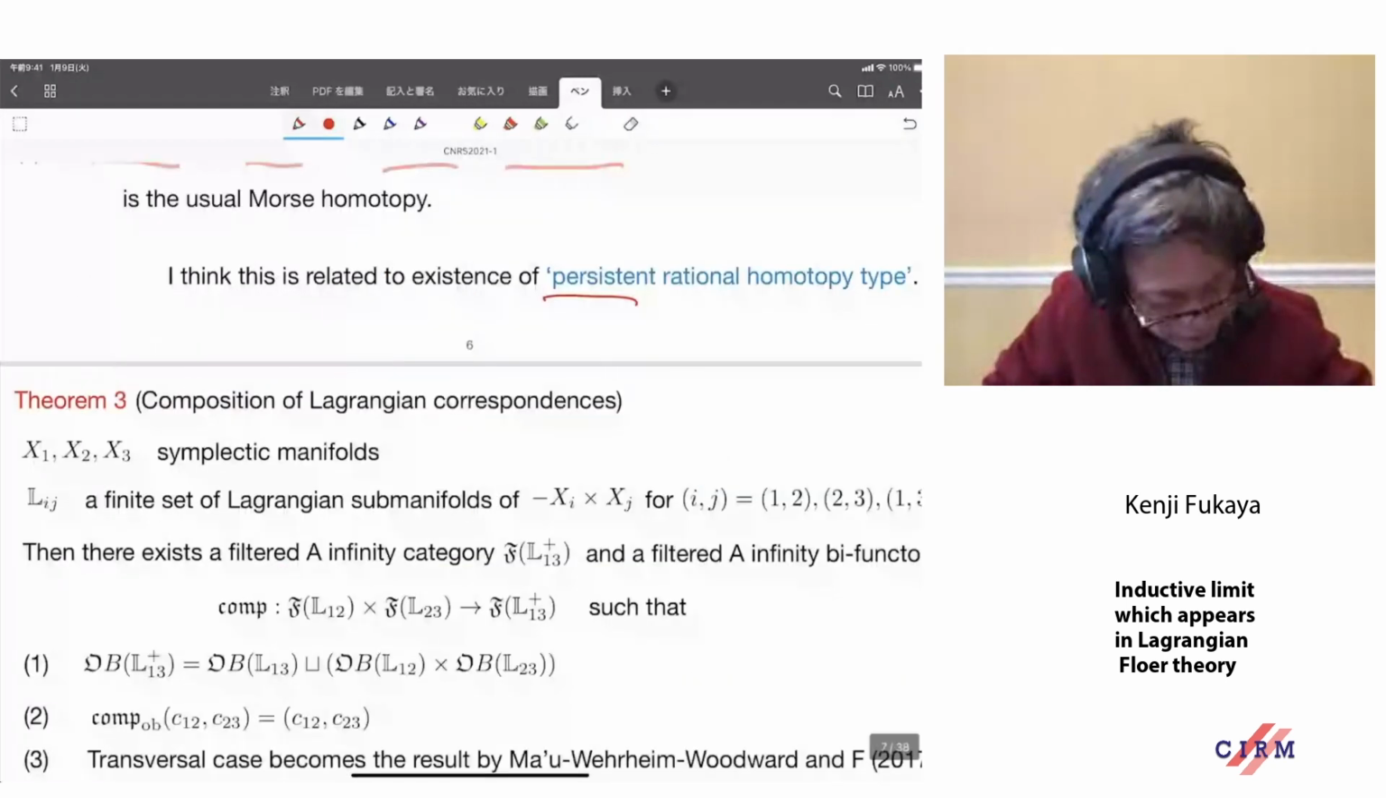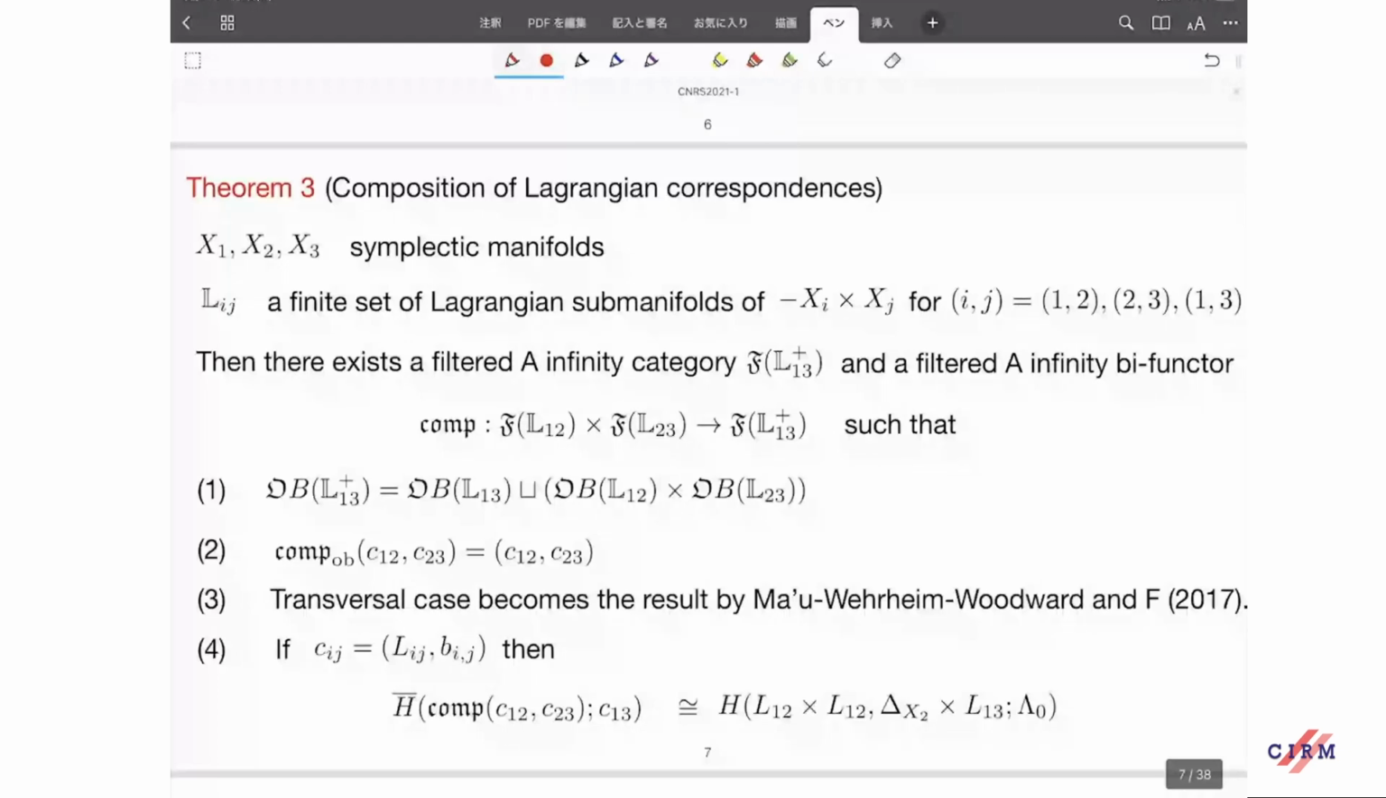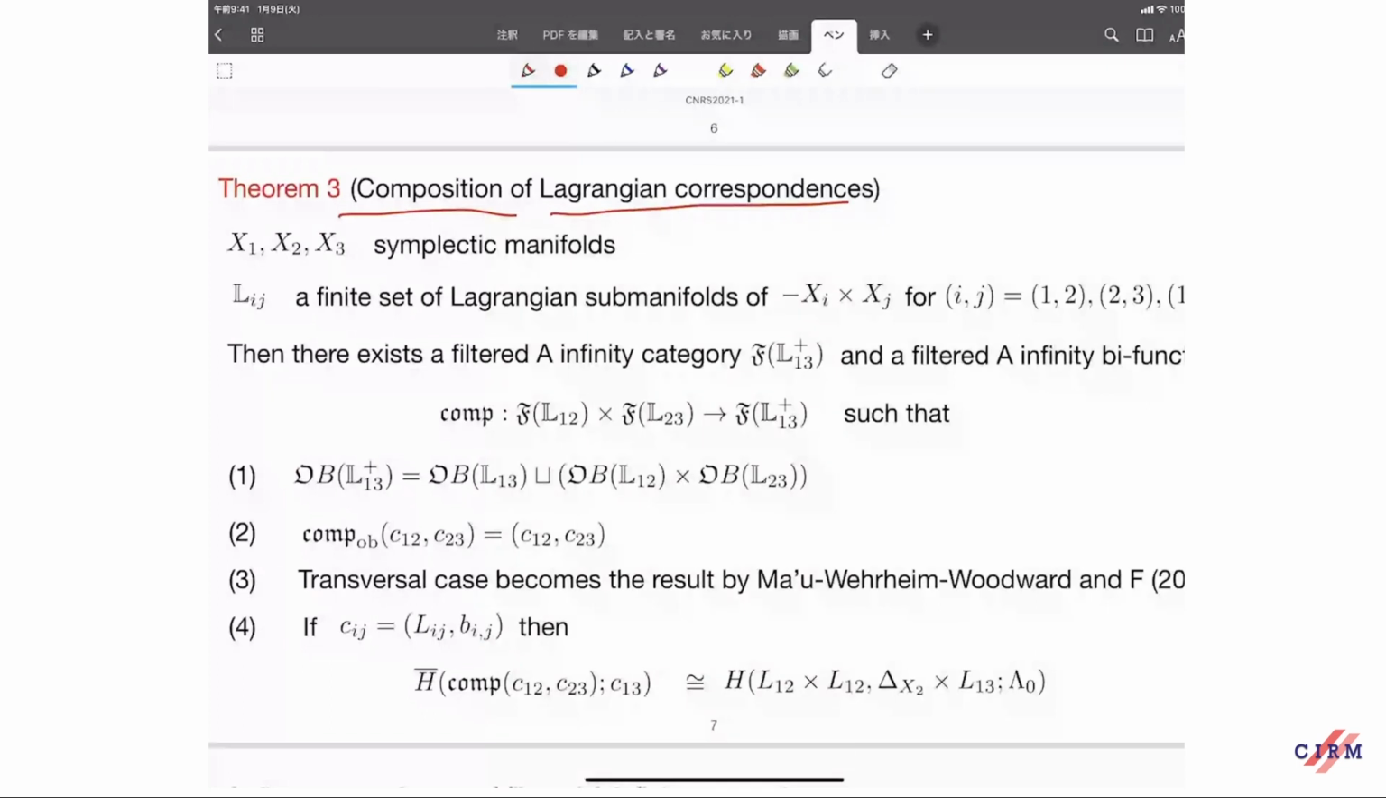So I want to mention the third main application of this construction. That is the composition of Lagrangian correspondences. So maybe I say that you have two symplectic manifolds.